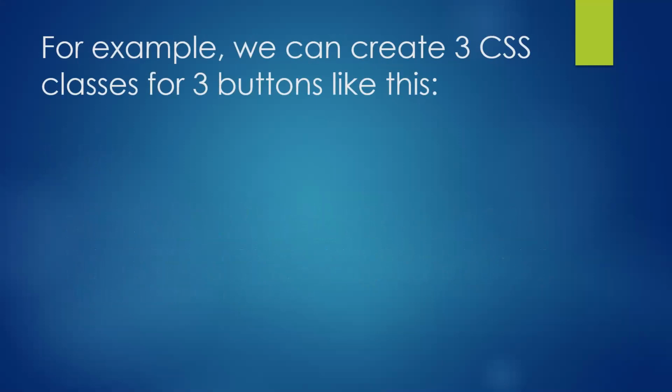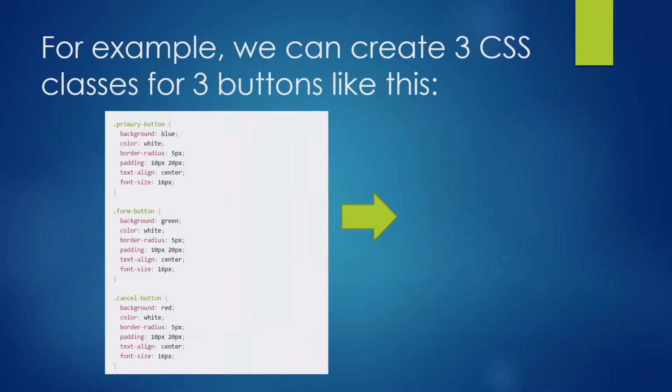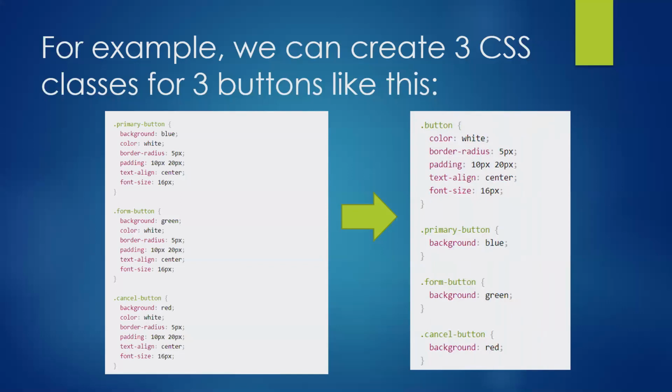For example, we can create 3 CSS classes for 3 buttons like this. So these are the buttons. Now, our target web page is that we are not adding buttons because we don't have functions yet, but clickable objects. We have links, we have anchor tags. But in the future, if you are designing, there will be more tags in your main container. But again, even if there are more tags in your main container, the design will be the same.